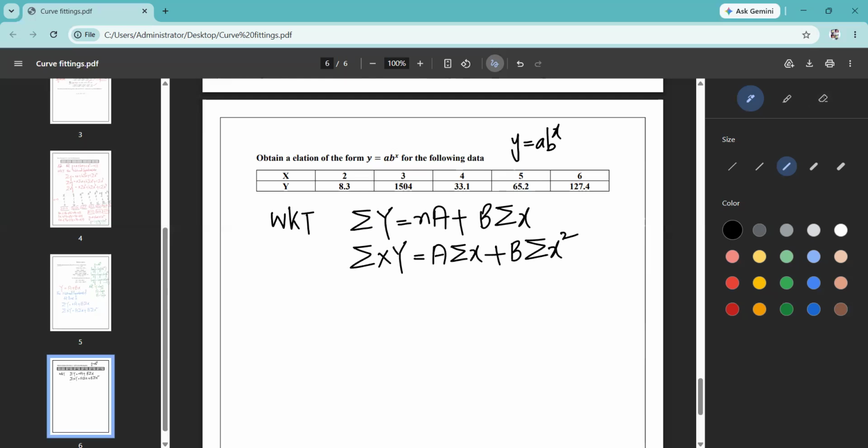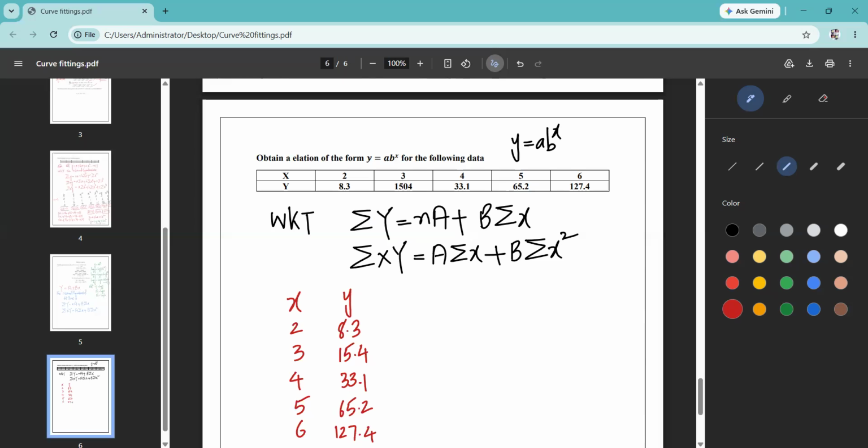Now after that we have X values given, Y values given. X values are 2, 3, 4, 5, 6. Now Y values are 8.3. Actually, this is a writing mistake, sorry, this is 15.4. This is 33.1. Make the necessary correction here. It is 65.2 and this is 127.4.